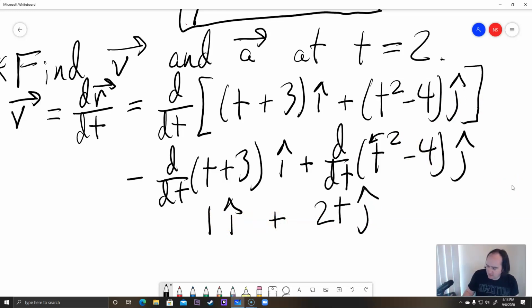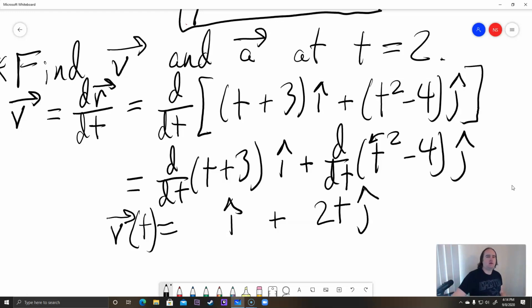And what we just found here is the derivative of the position. So that's actually our velocity, so v of t, or you can just call it v. And remember that 1 times any number is just that number. So we don't need to write 1i, we can just write i. Okay, so that's our v.